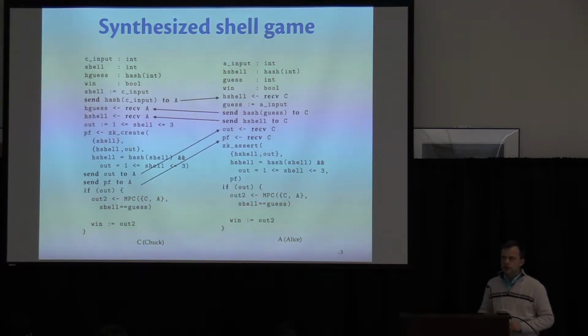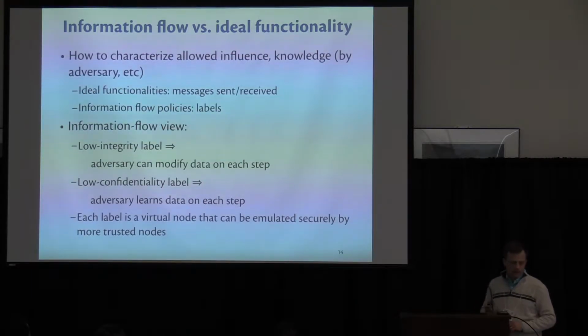Okay, so Elaine commented earlier about the connection between this and ideal functionalities. I wanted to say a few things about this, the way that I see it. So ideal functionalities are a nice way of capturing a security policy by talking about what influences and what knowledge are allowed in the system. And in the information flow setting, we use these labels to capture it. So I think a natural question is, well, what's the relationship between these things?